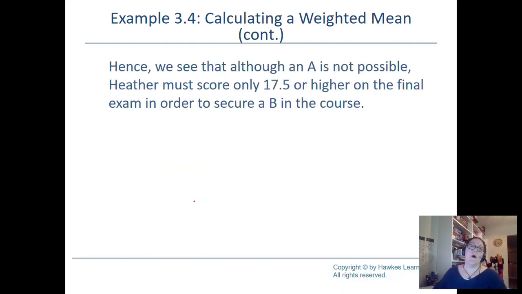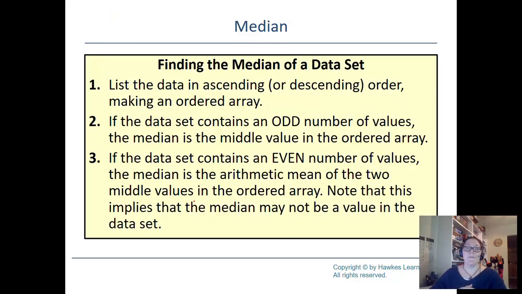So even though an A is impossible, Heather basically only needs to score 17.5 or higher on the final exam in order to secure a B in this course. And I hope this helps you guys as you calculate your grades for some of your college classes. And keep this in mind, okay?